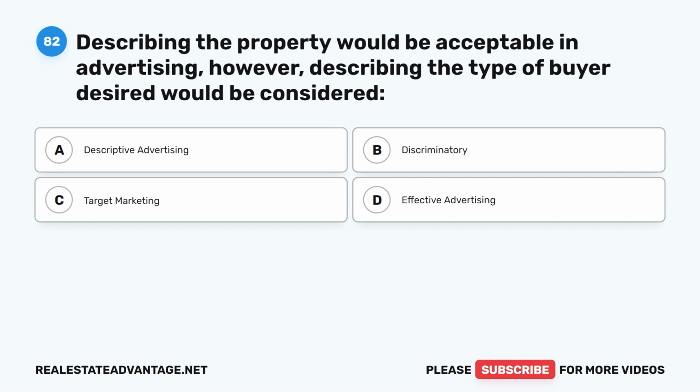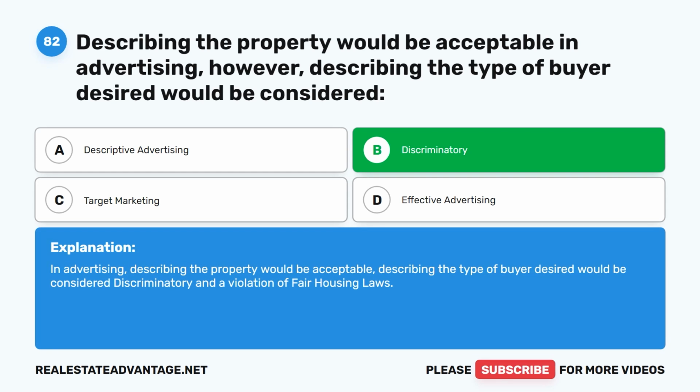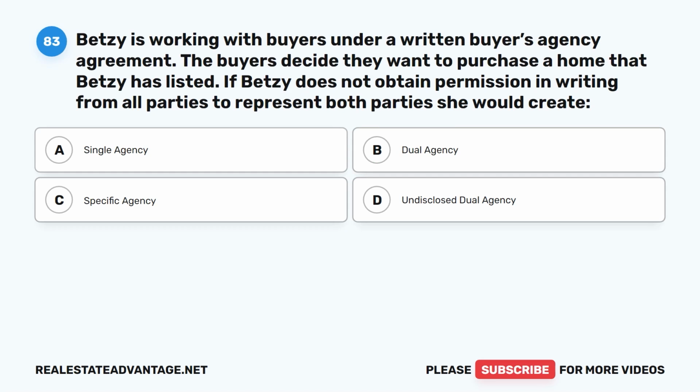Question 82. Describing the property would be acceptable in advertising. However, describing the type of buyer desired would be considered A. Descriptive advertising. B. Discriminatory. C. Target marketing. D. Effective advertising. The correct answer is B. Discriminatory. In advertising, describing the property would be acceptable. Describing the type of buyer desired would be considered discriminatory and a violation of fair housing laws.